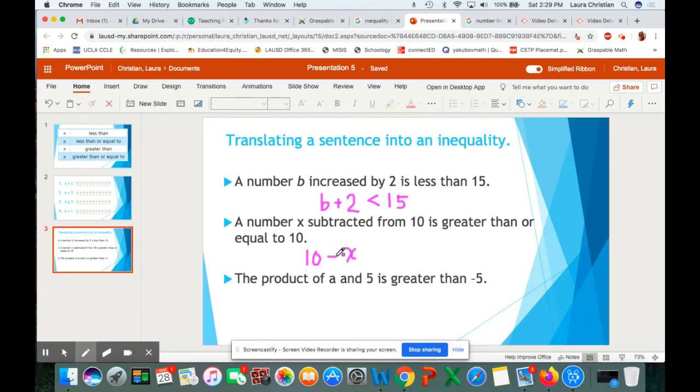x is subtracted from 10. It's what we call a turnaround word. And this is greater than or equal to 10. Then we have the product of a and 5. Product is multiplication. 5 and a is the same as a times 5. And this is greater than -5. So that's translating a sentence into an inequality.